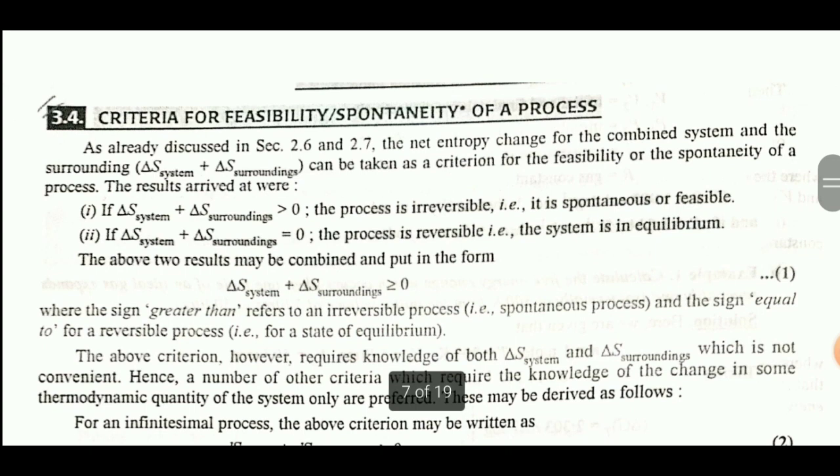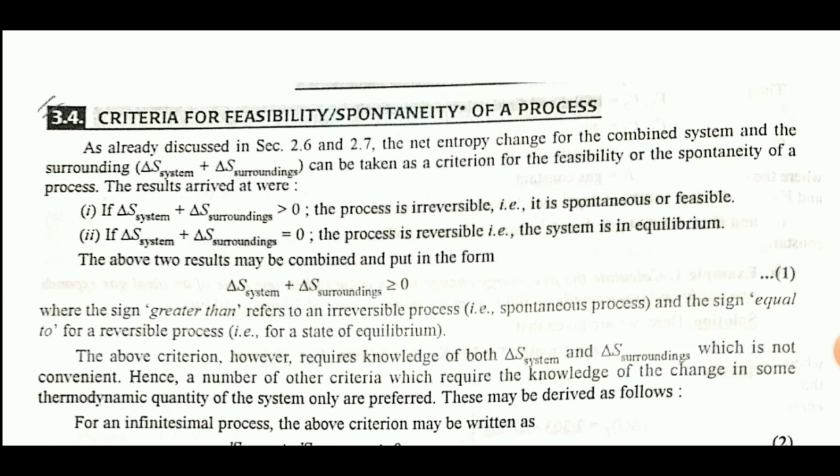Criteria for feasibility or spontaneity of a process. As already discussed in sections 2.6 and 2.7, the net entropy change for the combined system and the surroundings can be taken as a criterion for the feasibility or the spontaneity of a process. The results arrived at were: first, if ΔS system plus ΔS surroundings is greater than 0, the process is irreversible, that is, it is spontaneous or feasible.